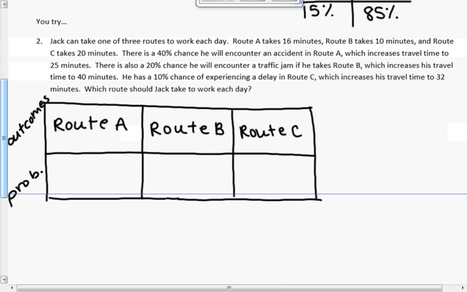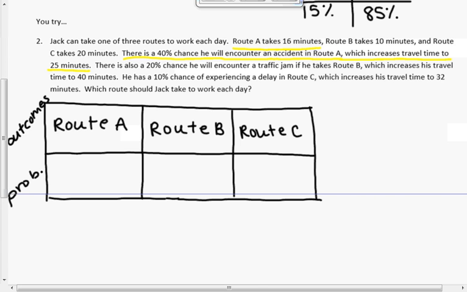Okay. Now I'm going to go back in and look at every route individually and see what information there is about it. So I'm going to look at route A first. So route A takes 16 minutes most of the time. And then I see later it says there's a 40% chance that whoever this person is going to encounter an accident on Route A. And if they encounter that accident, it's going to increase their travel time to 20 minutes.